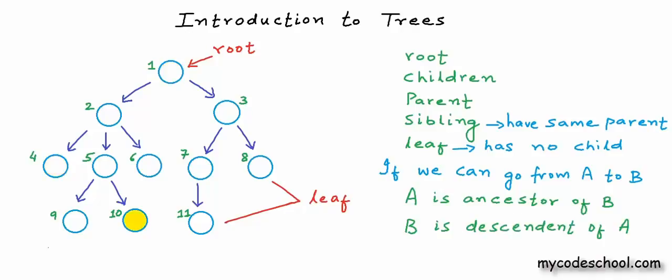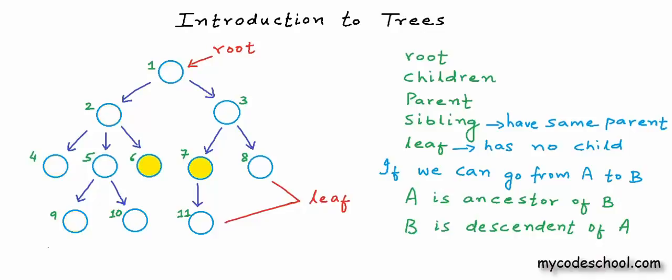Let's pick up this node number 10. 1, 2, and 5 are all ancestors of 10, and 10 is a descendant of all of these nodes. We can walk from any of these nodes to 10. Okay, let me now ask you some questions to make sure you understand things. What are the common ancestors of 4 and 9? Ancestors of 4 are 1 and 2, and ancestors of 9 are 1, 2, and 5. So common ancestors will be 1 and 2.